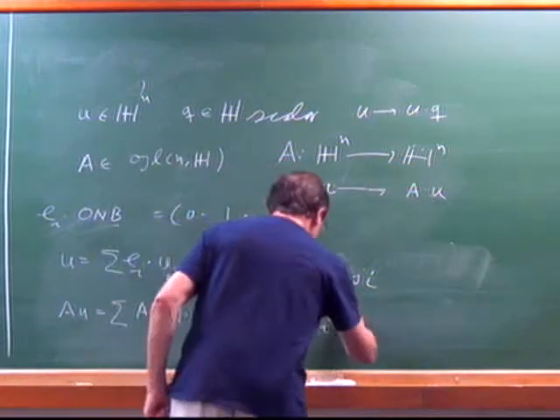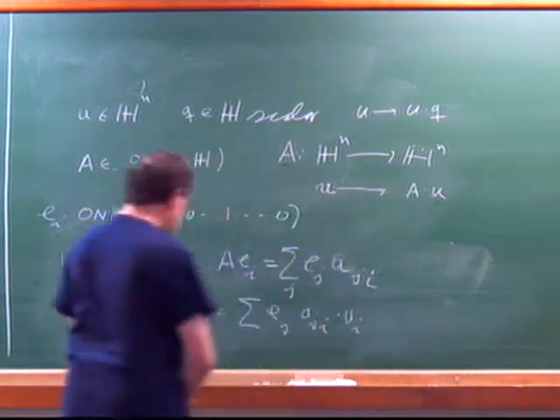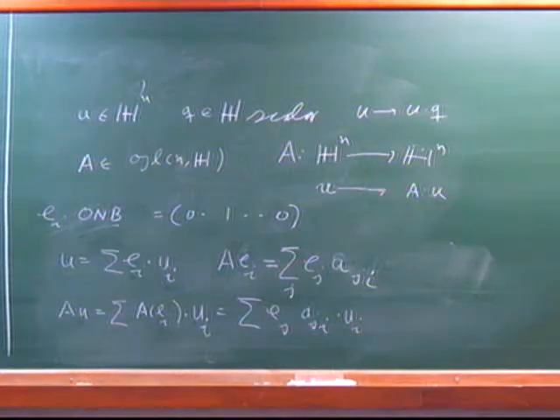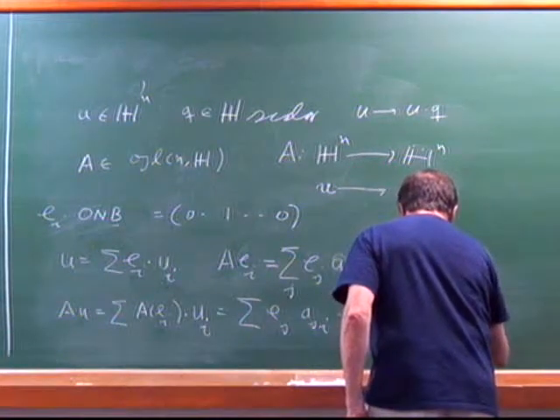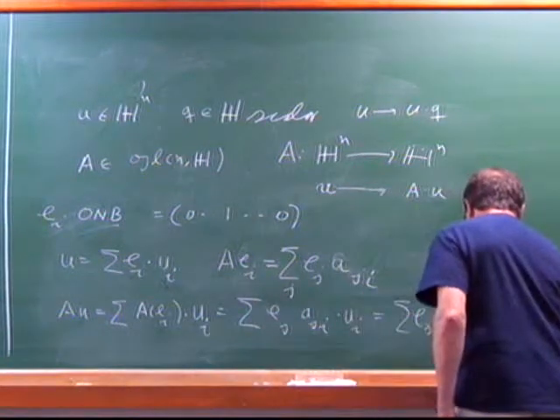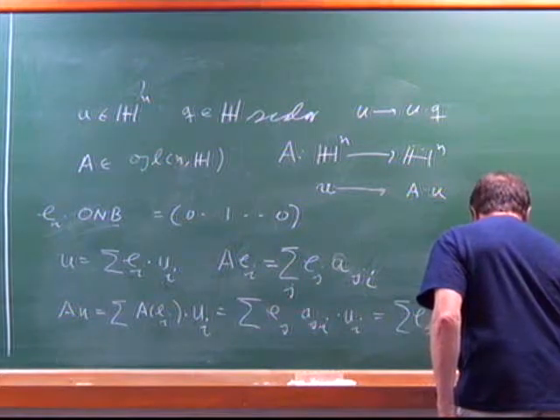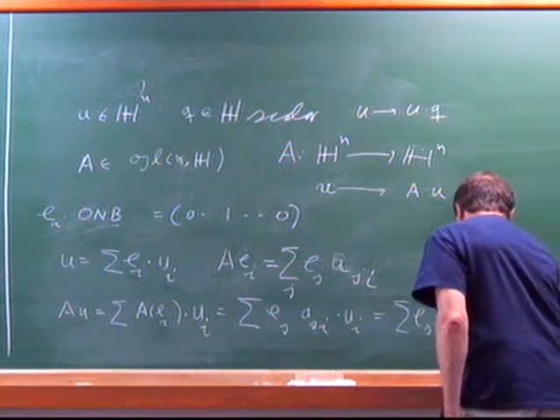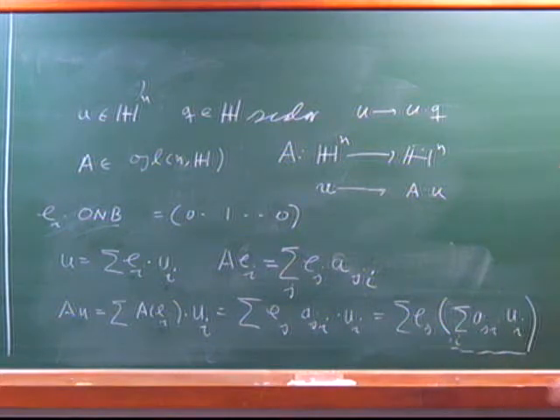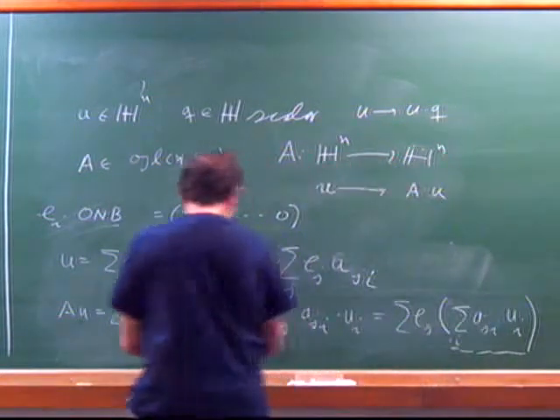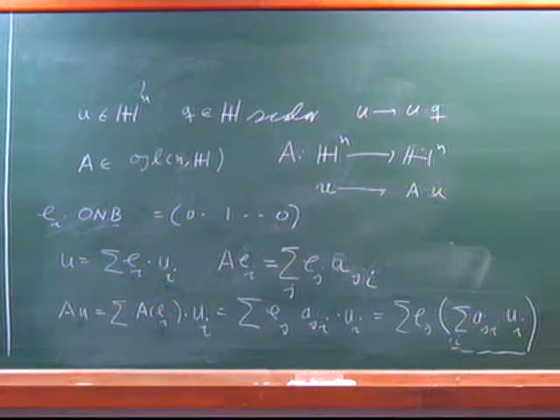Times UI. Okay. Quaternions are associative. Well, they aren't commutative, but they're associative. So I can write this as summation EJ times summation AJI UI sum over I. And this of course is my usual matrix product. Try this on the left.